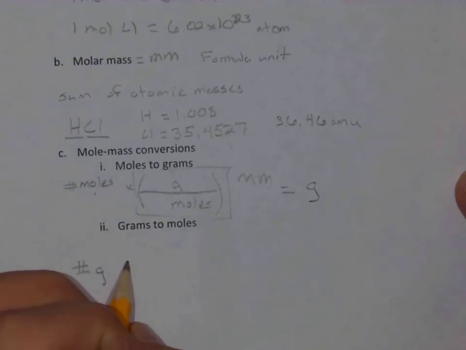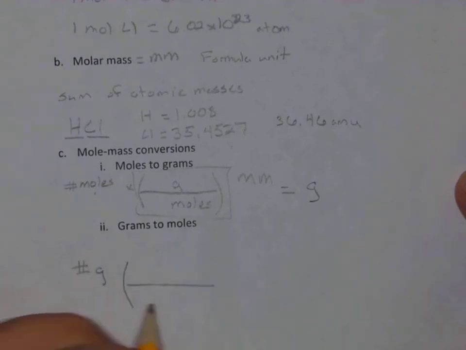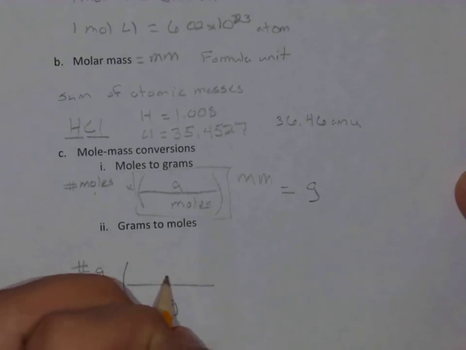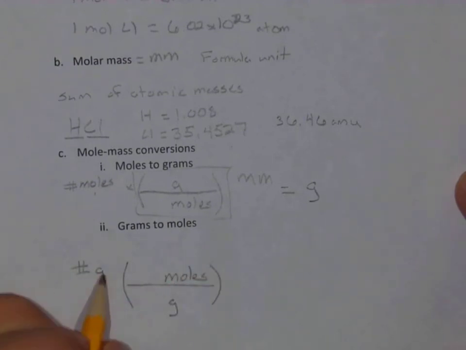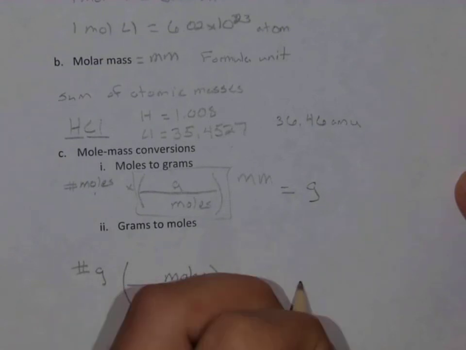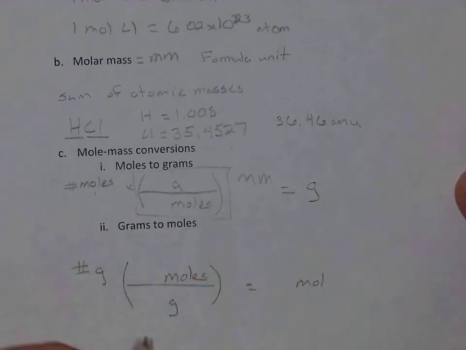If I'm going grams to moles, I'm going to have some number of grams, and now I'm going to multiply it, put on my bracket. Grams has to go on the bottom, moles goes up on top. Grams cancels with grams, and I get my moles out. And this now is my molar mass, except that it's flipped. It's the inverse of my molar mass, okay?